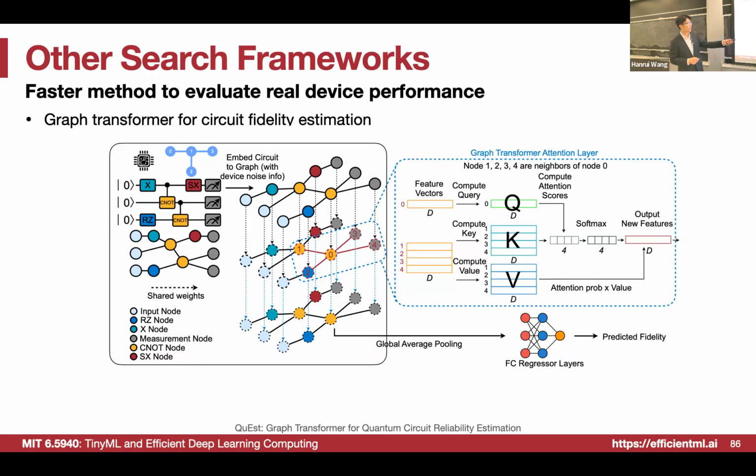And then for different layers, we are using this attention layer to extract the information from one node to all the neighboring nodes, right? So in that case, after many layers, we can obtain the final layer of information for each node. And then we can have a global average pooling to average all the features here, and then just add a very simple FC head to generate the predicted fidelity. So we can do data-driven training for all the parameters in the graph transformer according to our collected data set.